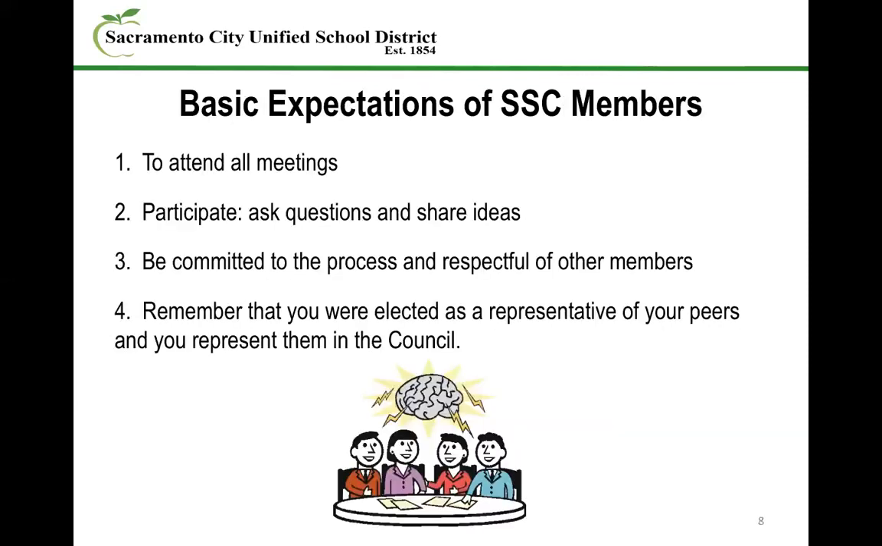The basic expectations of school site council members: you're expected to attend all meetings, to participate, ask questions, and share your ideas, to be committed to the process and respectful of other members, and to remember that you are elected to represent your peers, all of your school families. So you want to keep that in mind as you're making decisions around the plan.